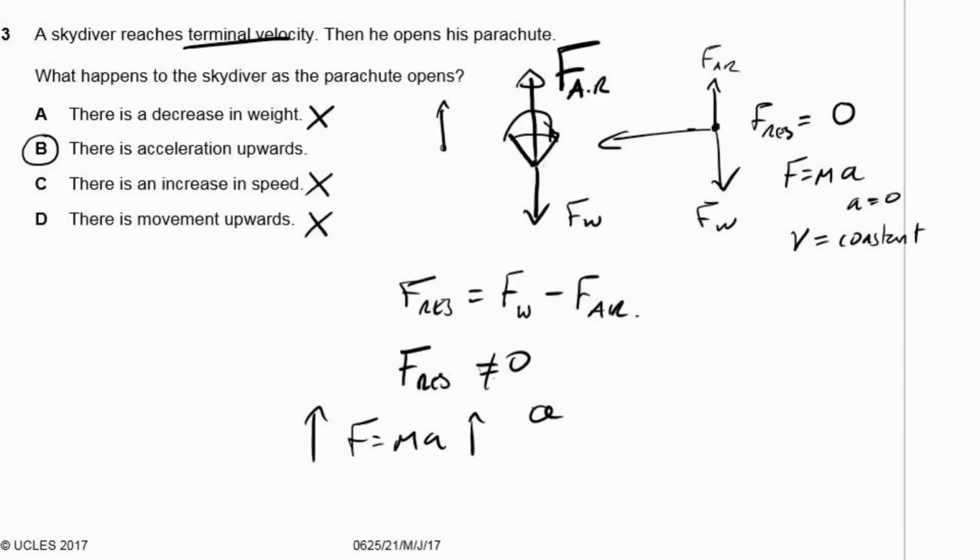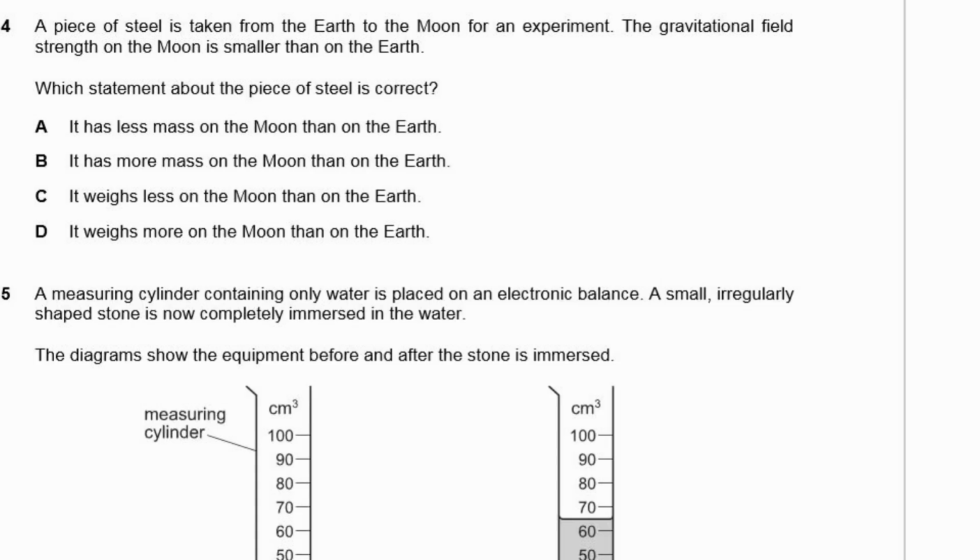Tricky little question, that one though. You can work it out by just analysing the answers, but it's a tricky one to run through and to explain properly. That's what happens, and that's why it happens. 4. A piece of steel is taken from the Earth to the Moon for an experiment. The gravitational field strength on the Moon is smaller than the Earth. What statement about a piece of steel is correct?